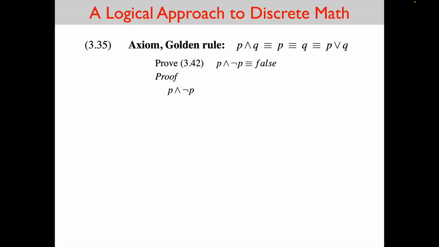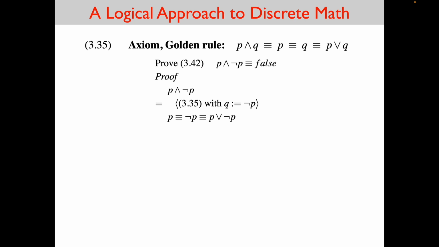Okay, well, obviously we're going to use the golden rule, 3.35. And everywhere there is a Q, we will replace it with not P. So what do you have? Can you visualize it there? P and not P equals not P equals P or not P. So what is P and not P? It's P equals not P equals P or not P. Okay, are you with me?